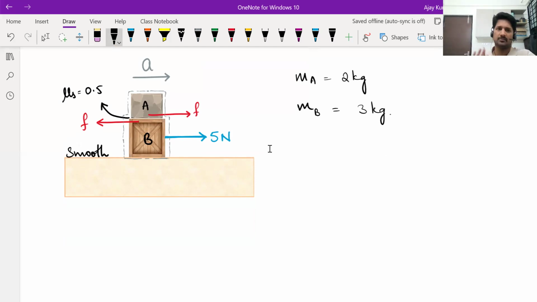But let's say this is an assumption now. Let us assume they accelerate together. In that case, Aishwarya, tell me how to write Newton's second law. Newton's second law is F net is equal to ma. How to write that for the first block, for block A?